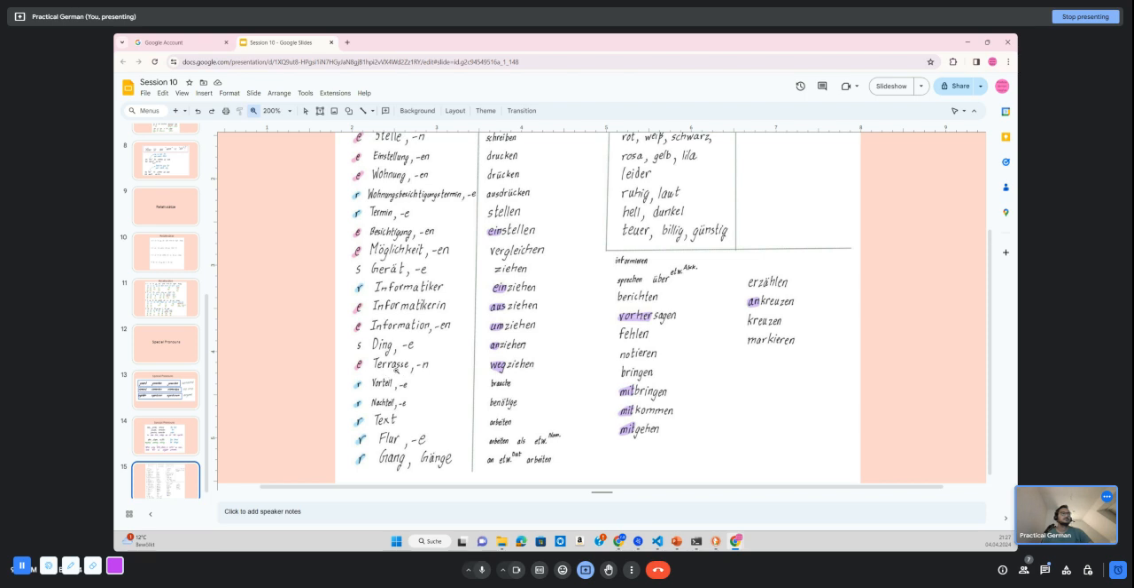Die Terrasse is the terrace. Der Vorteil is the advantage. Der Nachteil is the disadvantage. Der Text is the text. Der Flur means floor, but not like floor. In every apartment, you have rooms, and the Flur is in between them. How do you say corridor, something like that? Yeah.